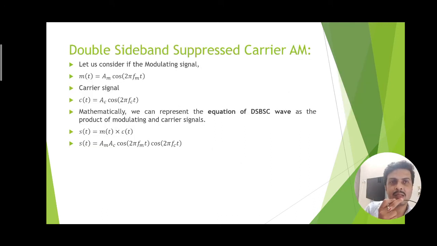The double sideband suppressed carrier amplitude modulated signal can be generated by using the product of the message and carrier signal. Here the message signal has been assumed as m(t) equal to Am into cos 2 pi fm t, and the carrier signal is assumed as c(t) equal to Ac into cos 2 pi fc t. Now if I take the product of the message and carrier, that will produce two sidebands, upper sideband and lower sideband. Therefore the unmodulated carrier signal, which is a disadvantage of DSB-FC, has been removed.